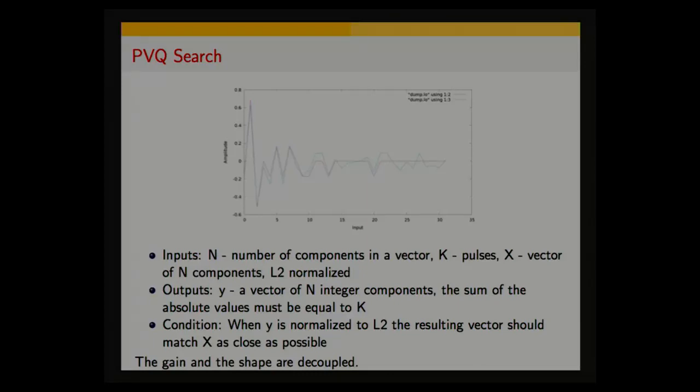So if you have a vector and you want to quantize it using a PVQ search, you just normalize the vector to an L2, which is the Euclidean norm, which is basically you sum up the squares of each component, then you do a square root, and then you divide each component of the vector by the square root, and you do that for the output vector quantized as well. So it's a simple problem, but it gives great results, and I think it's the way to do vector quantization.